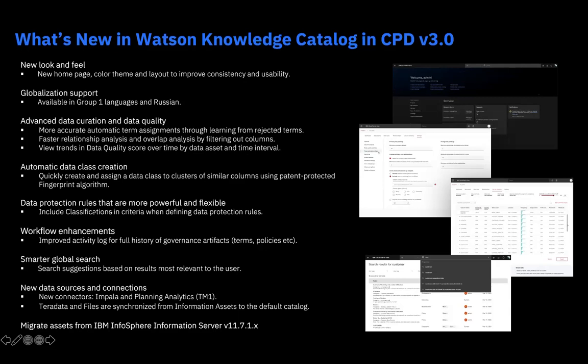Now you can create data protection rules using classifications instead of just those data classes. You can log a full history of all changes to a governance artifact when you go through workflow. Continuing to make our global search smarter and more relevant, new connectors, as well as supporting the migration of more assets from Information Server over to Watson Knowledge Catalog. So if you have Information Governance Catalog, we are supporting you with migration.